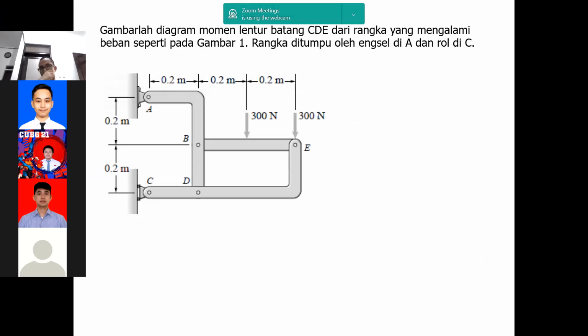Okay, this is the problem that we want to discuss just now, and as I told you, this one is actually a combination of frame and internal force and internal moment diagram.